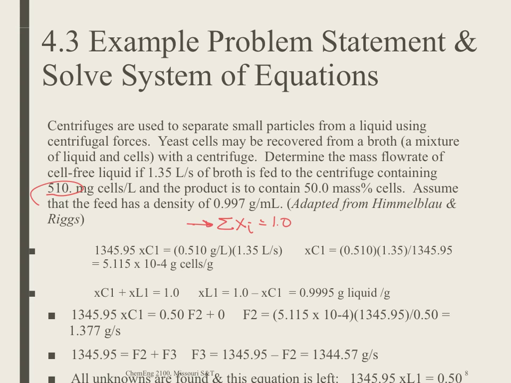This one, we'll do it next. It's not the order I wrote them in on the paper, but this just simply says for the stream where I have unknown compositions, the sum of the compositions is 1. So therefore, xc1 plus xl1 equals 1. And I can use that to solve for one or the other.